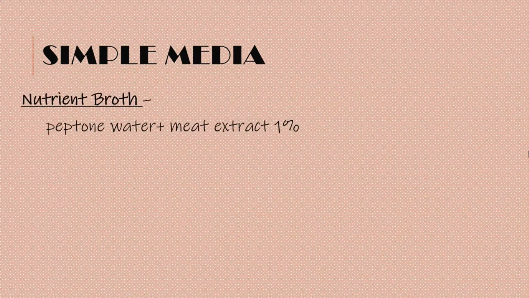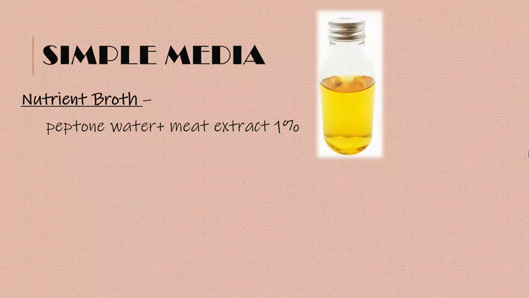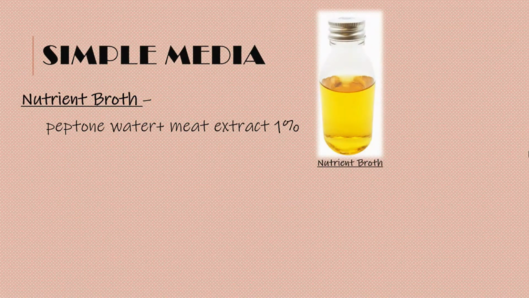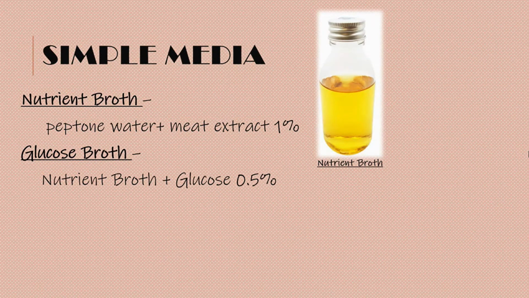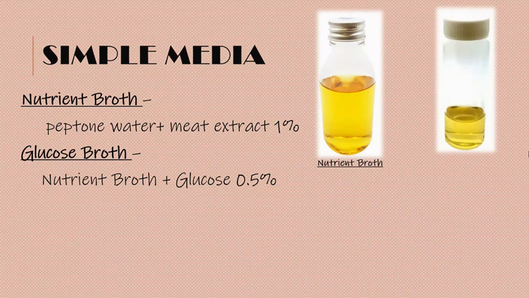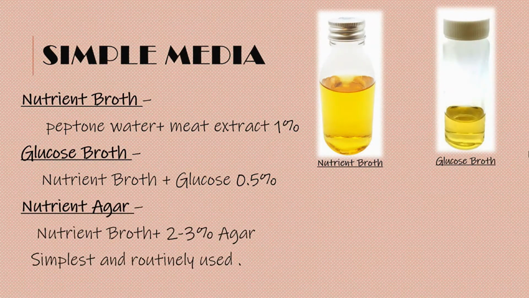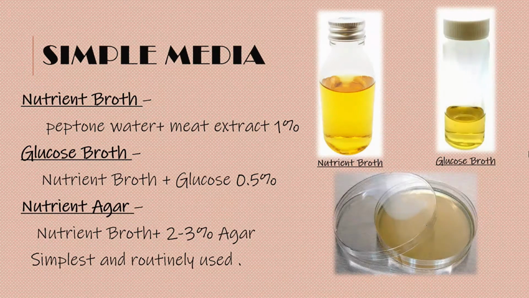The examples of simple media are the nutrient broth, which is prepared from peptone water and 1% meat extract. The glucose broth is prepared from nutrient broth and glucose 0.5%. The nutrient agar is prepared from the nutrient broth, where 2 to 3% of agar is added. This is the simplest and routinely used culture media.